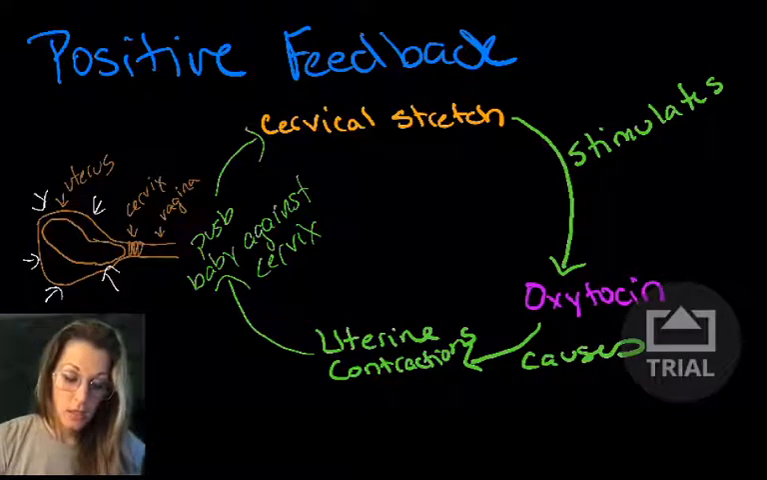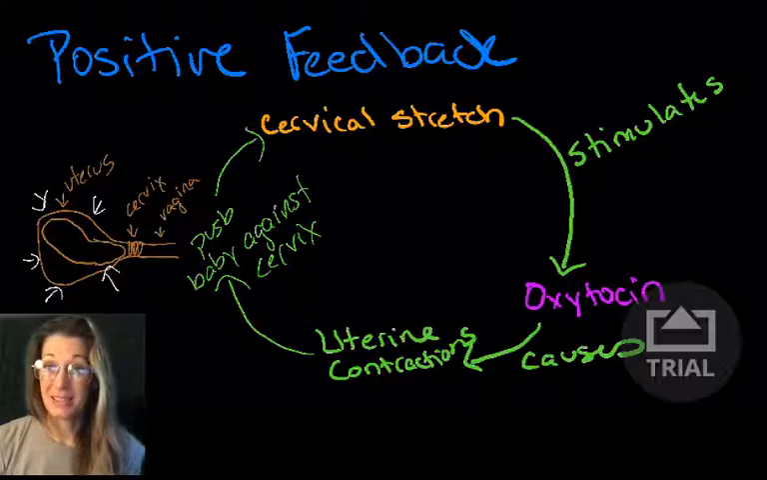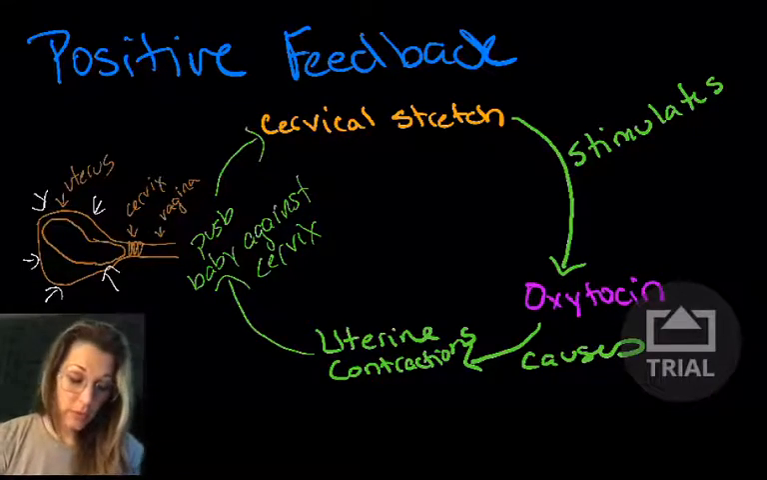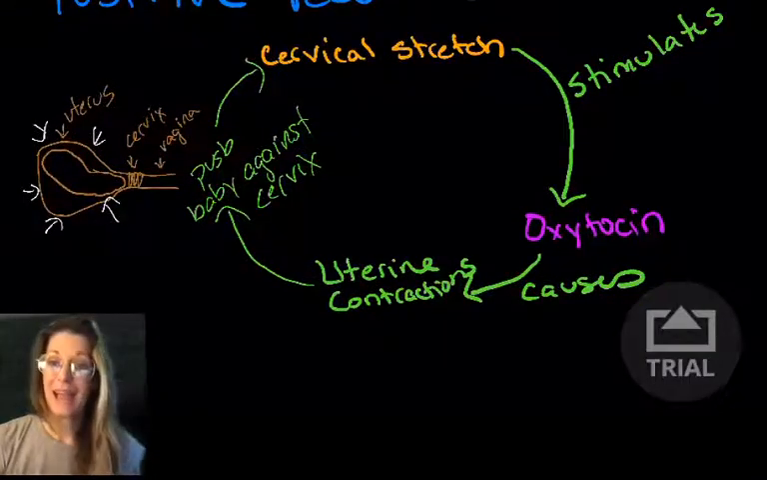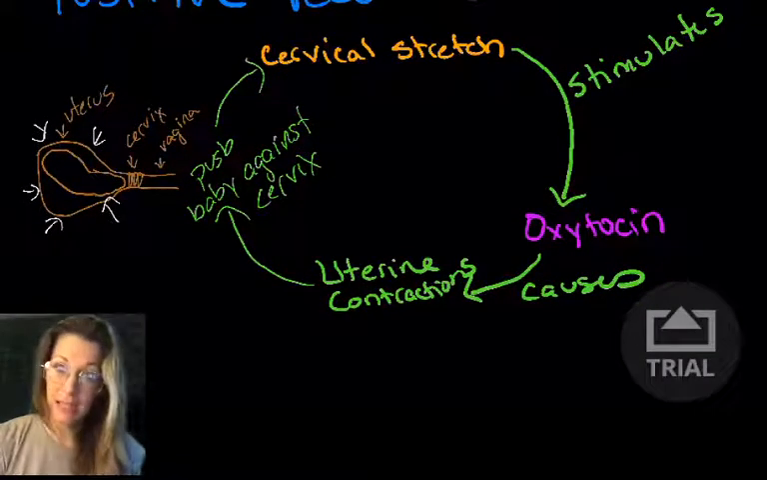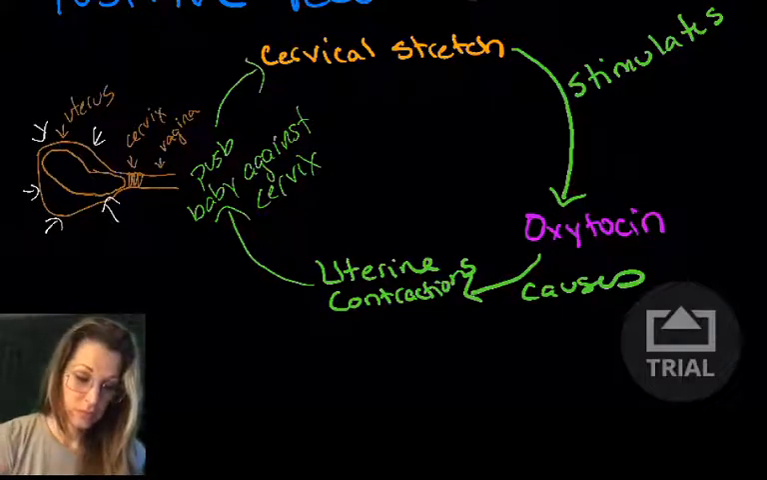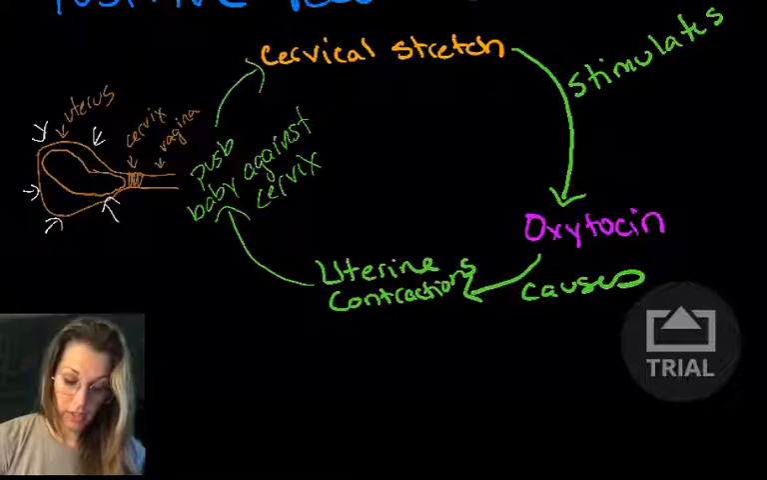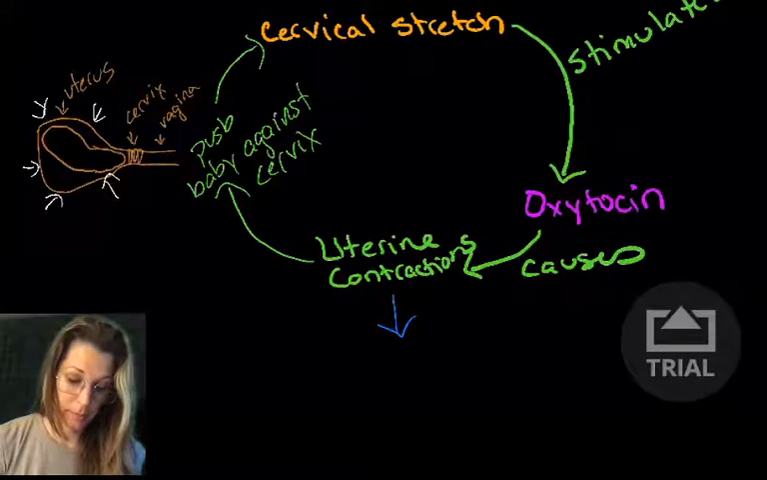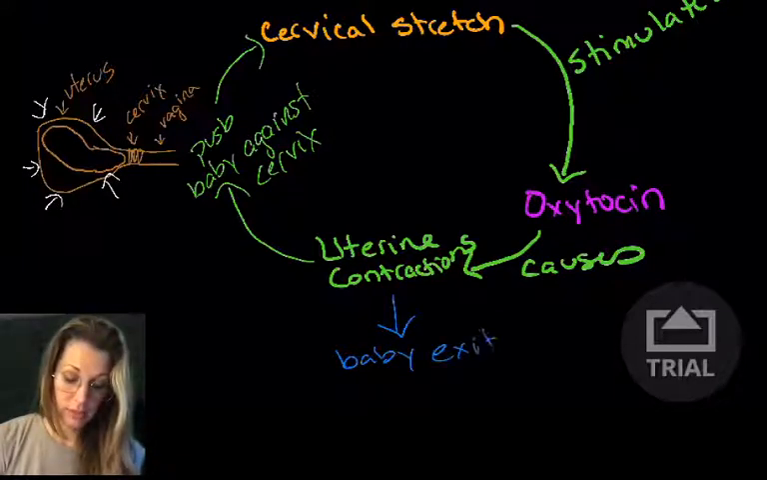So how do we make it stop? Because eventually it stops, right? The way we make it stop is something outside of the loop happens. At some point along the way, one of these uterine contractions causes what to happen? The baby's born. The baby exits the uterus.